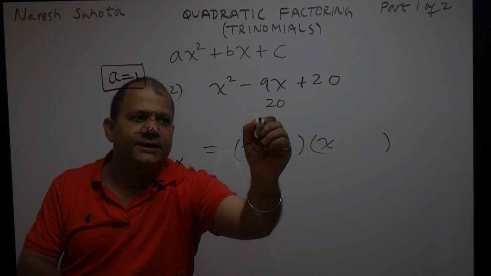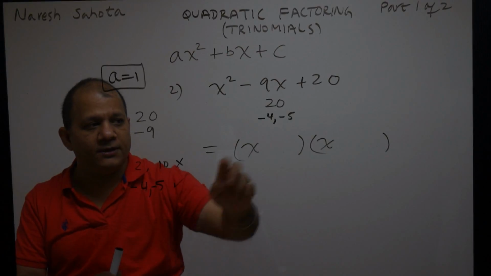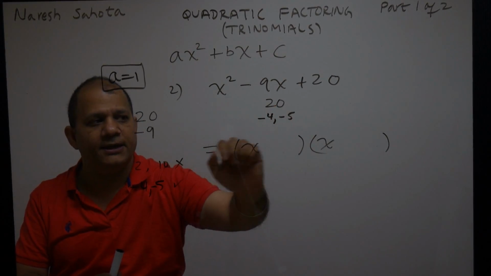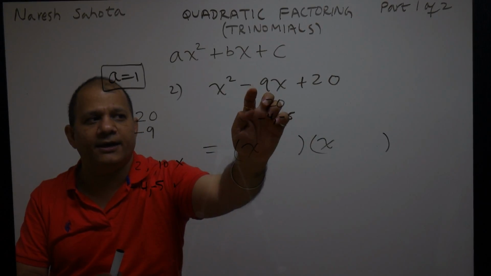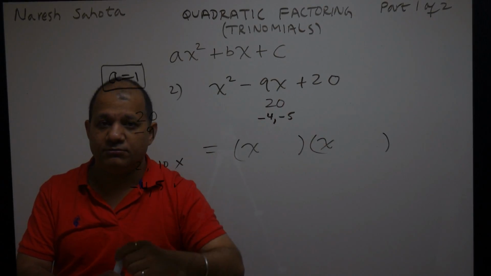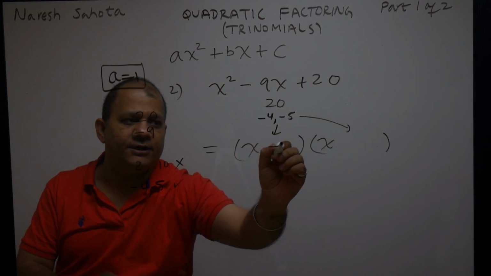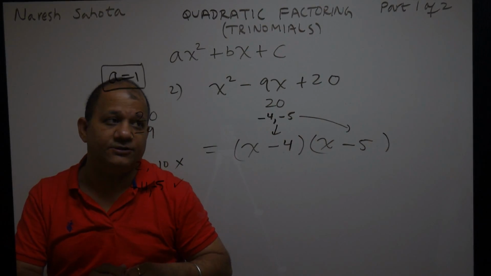So I'm going to write here, negative 4 and negative 5 are the two numbers that when multiplied, negative 4 times negative 5, I get positive 20. And when I add them, negative 4 and negative 5, I do get negative 9. So all you've got to do now is put these numbers in here, minus 4, minus 5. So that's the answer there.